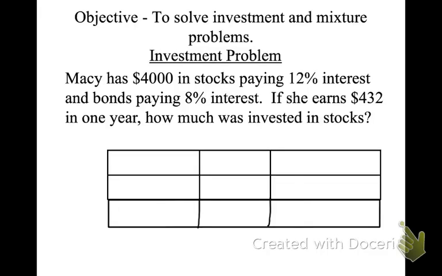All right, this is 10.8. Very similar to what we were doing in chapter 8. We're working on investment and mixture problems. So before, when I gave you your 3x3 box, we named our first column amount. I want you to still do that here.